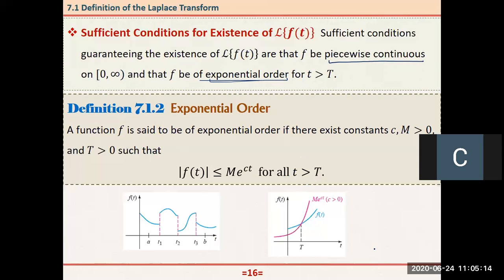What does it mean? It means that after some point, this exponential function M times e to the power ct grows much faster than f. Or in other words, f grows slower than M times e to the power ct. If it is so, we say that this function is of exponential order. Okay, that is how it is defined. Because some functions you will see are not of exponential order, for example e to the power t squared. Now we will see an example.